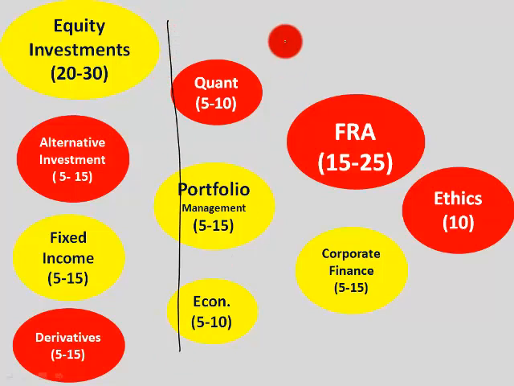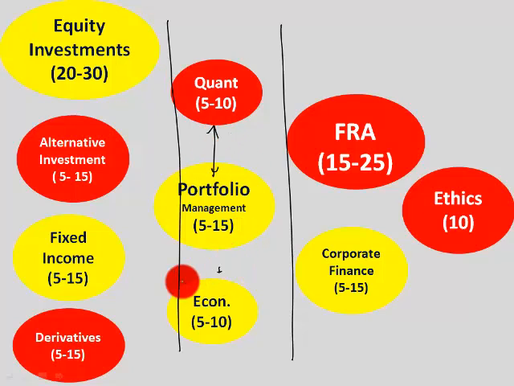Then this cluster of subject that typically can be done together, quant and portfolio management, and then economics. A good relief for CFA level 2 is the economics part, which is substantially easier, lighter and smaller compared to level 1. Okay, so if economics troubled you at level 1, not necessarily it would trouble you at level 2.